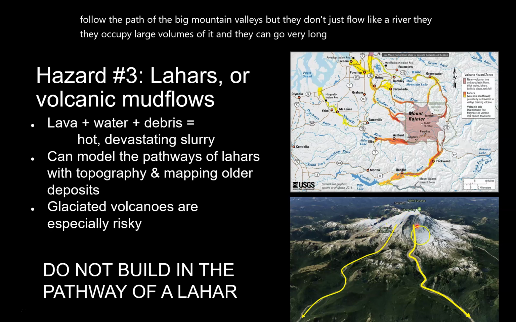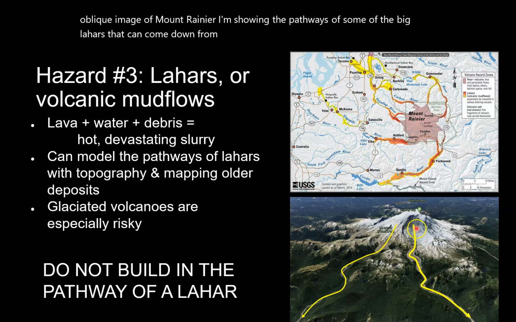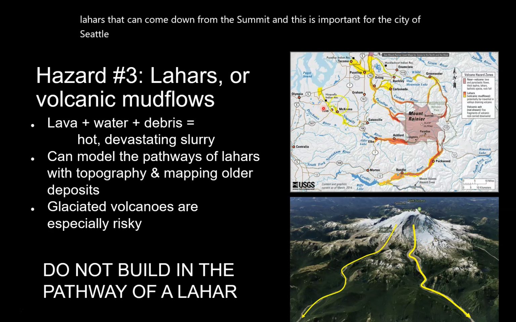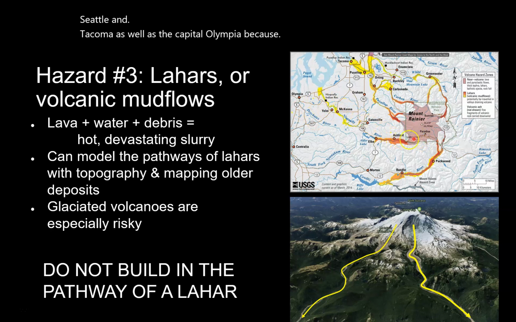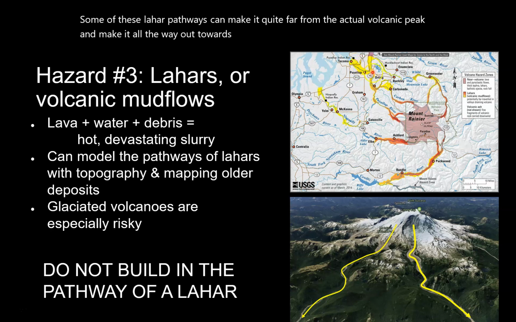So in this oblique image of Mount Rainier, I'm showing the pathways of some of the big lahars that can come down from the summit. And this is important for the city of Seattle and Tacoma, as well as the capital Olympia, because some of these lahar pathways can make it quite far from the actual volcanic peak and make it all the way out towards the coast where a lot of people live.